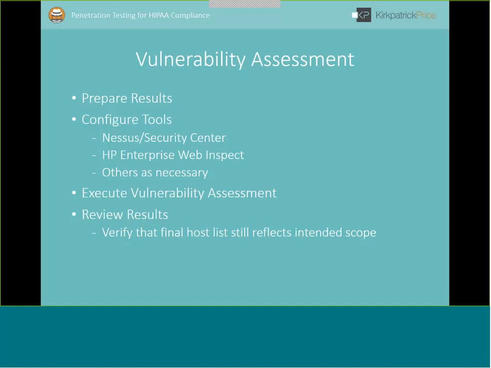No hosts were dropped or lost, either from our testing or from systems being shut down or decommissioned or anything like that. Again, just mapping that back to the scope all along the way, making sure that we're still testing those systems that are expected from the client.